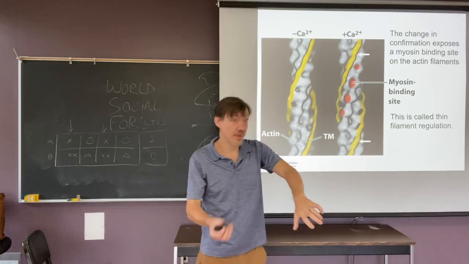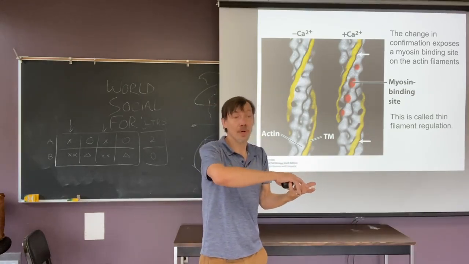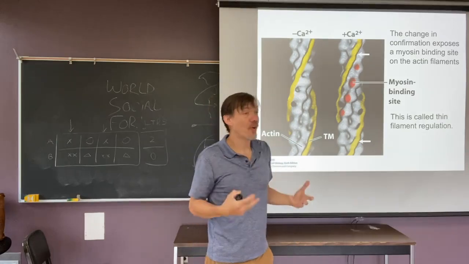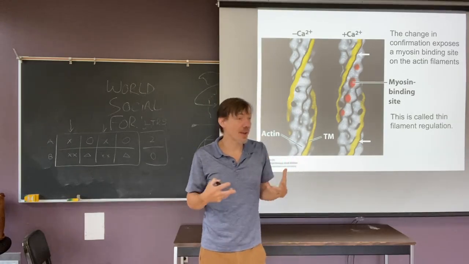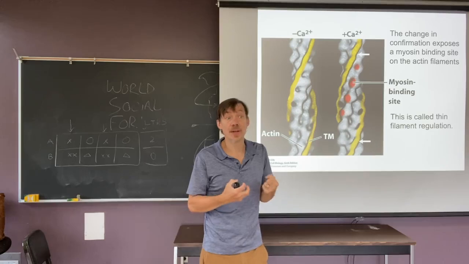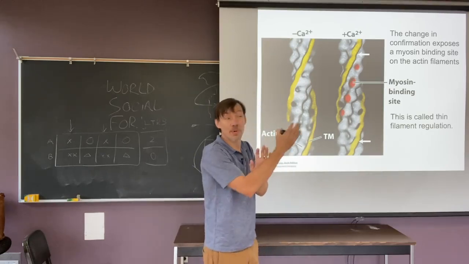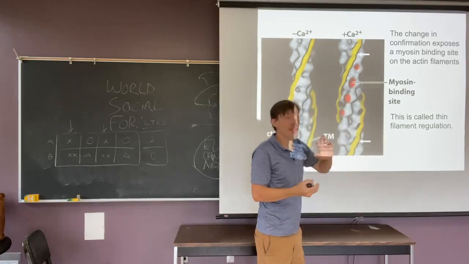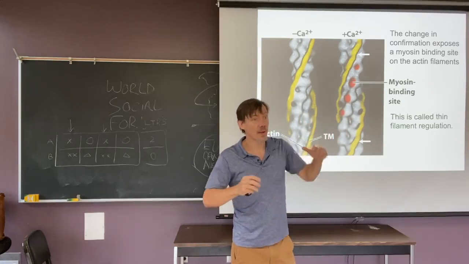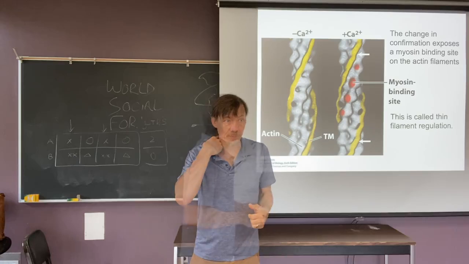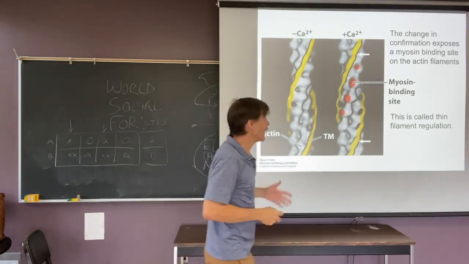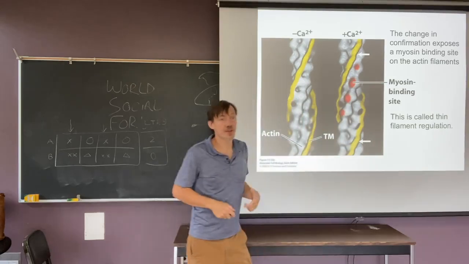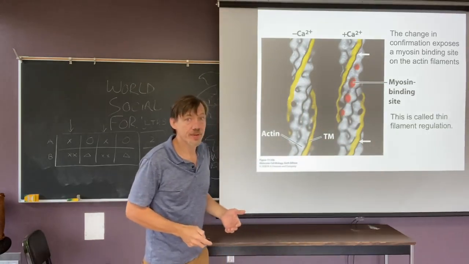And when the binding sites are present, then myosin can be active. So kind of the default state in muscle cells is that myosin always has the potential to generate contractile forces, and it's being prevented from doing so until calcium comes in and causes these other proteins to move out of the way to allow muscle contraction. And as just a final thing, this is called thin filament regulation because it's regulation that's happening at the level of these actin filaments.